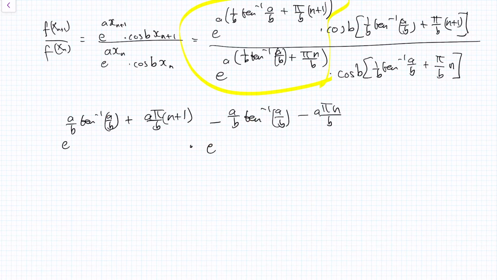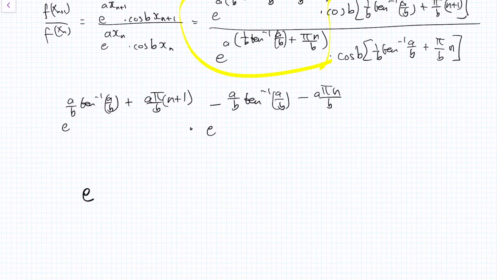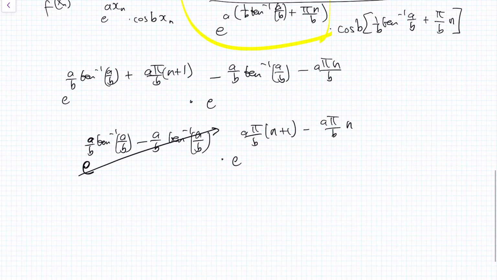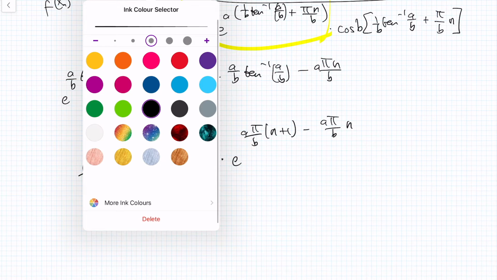Well, let's not cancel the e's, but the powers will go, yeah? So we will have e to the a over b tan inverse of a over b, and we will have minus a over b tan inverse of a over b. This is the same thing. And then times e to the a pi over b (n plus 1) minus a pi over b n, right? So this will give us e to the 0, which is 1. We can simply forget about it.